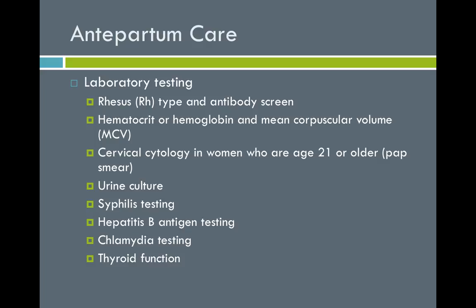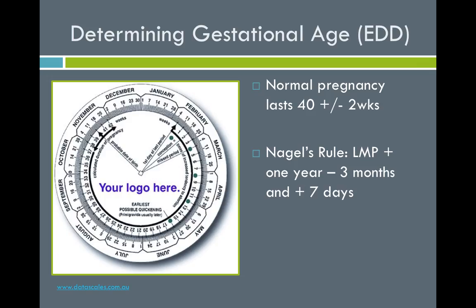Hematocrit, or hemoglobin and mean corpuscular volume also need to be looked at. You may want to do cervical cytology, certainly in women who are age 21 or older. Pap smear is perfectly okay to do during pregnancy. Urine culture, syphilis testing, hepatitis B antigen testing, chlamydia testing, and thyroid function testing are all pretty typical initial labs to determine.